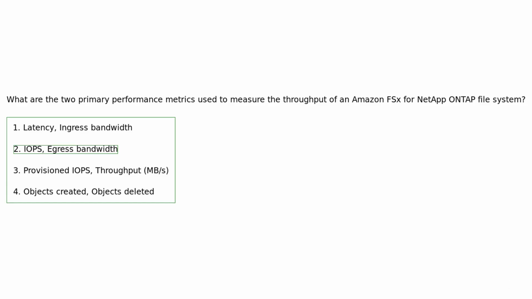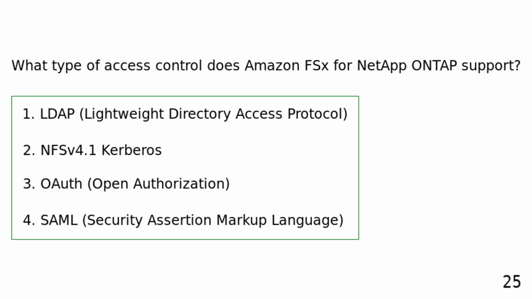Provisioned IOPS specifies the number of input/output operations per second, while throughput indicates the data transfer rate of the file system. What type of access control does Amazon FSx for NetApp ONTAP support? LDAP. NFS v4.1 Kerberos. OAuth. SAML.